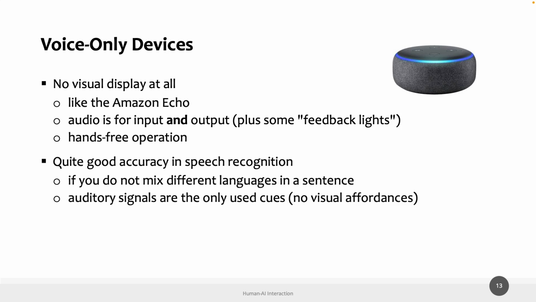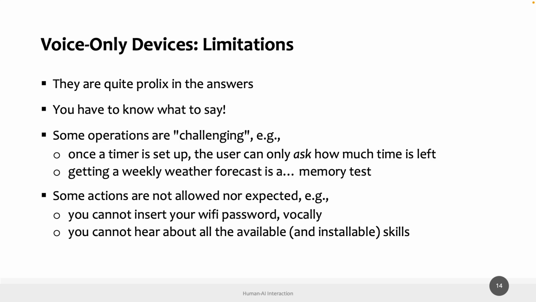About voice-only devices, as we have seen with Amazon Echo, we don't have any display, and audio is used both for input and output. There are also some lights that can be used as feedback, for example in Alexa, but the primary channel is voice. If you don't mix different languages, they have quite good accuracy in speech recognition. If you start mixing different languages, there are many different problems.